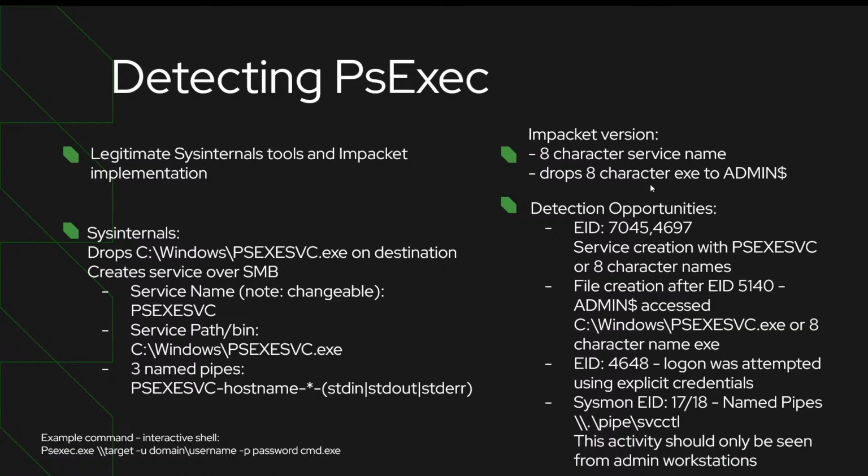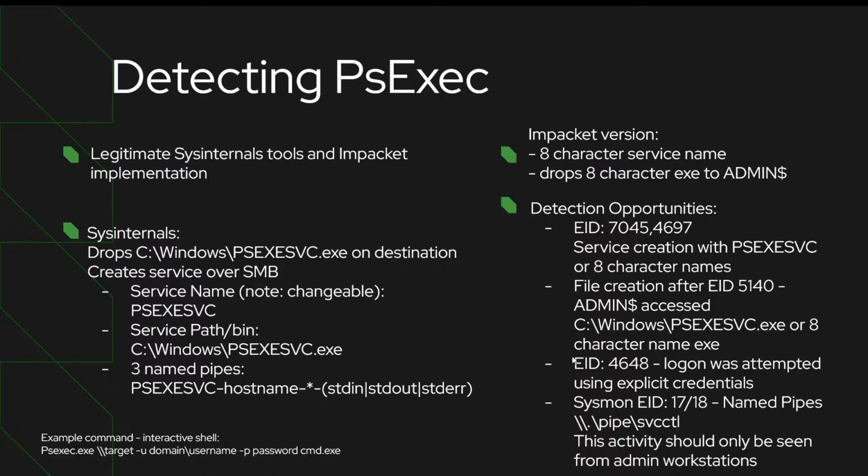When we're talking about detection opportunities, I've got a bunch of different event IDs dropped down over here, mostly related to the service creation because it does create that service. You can look for file creations for that psexec.exe or any other 8-character named executable there. You can also look for any access to one of these remote shares, so that admin$ remote share, you can monitor for that explicitly.